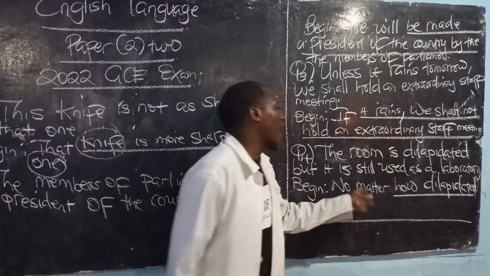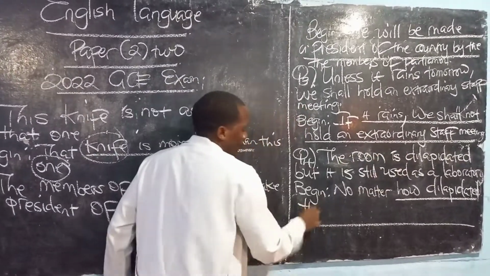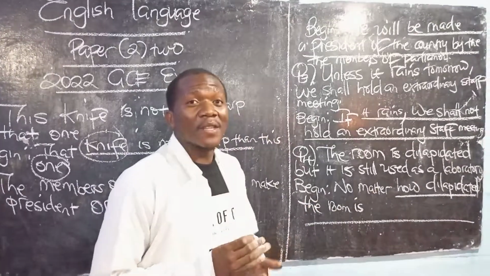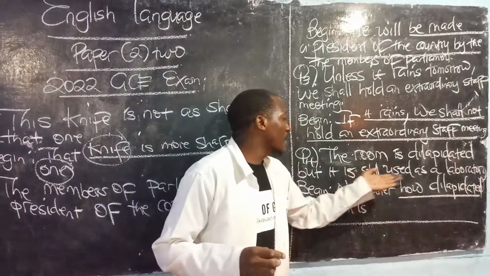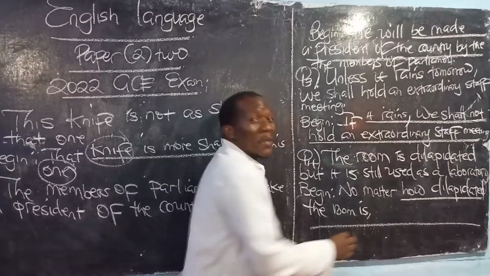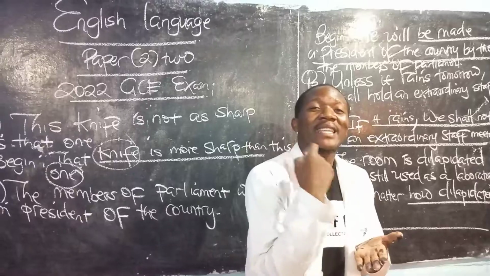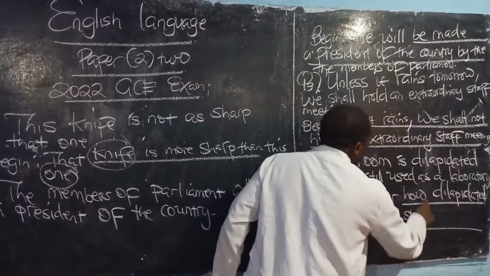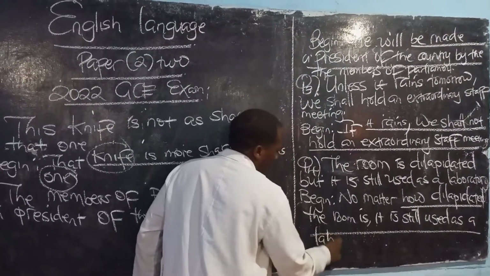So I'm going to say no matter how dilapidated, then I'm going to say the room is. Having to say that, it simply means I've described the nature of the room successively. No matter how dilapidated the room is, then I'll put a comma to signify now its own benefits that come despite its dilapidation. So we're going to maintain it is still used as a laboratory.